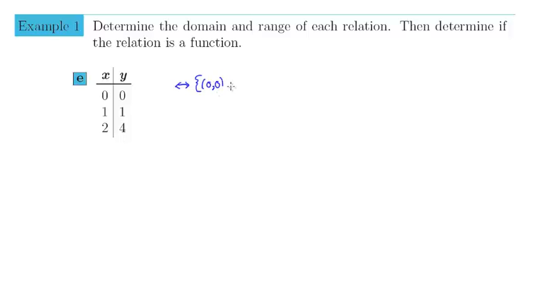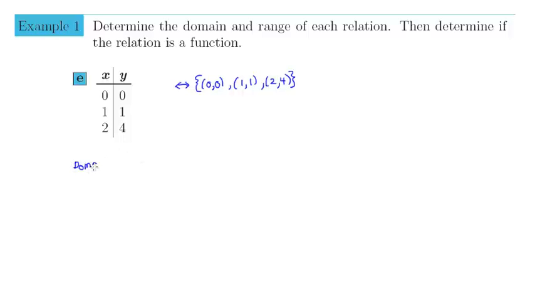And that would consist of the ordered pairs (0, 0), (1, 1), and (2, 4). So depending on how you like to view this, you can view it as a set or you can view it as a table. Now let's get down to business. We're looking for the domain, the range, and then deciding if this relation is a function. Let's start with our domain.